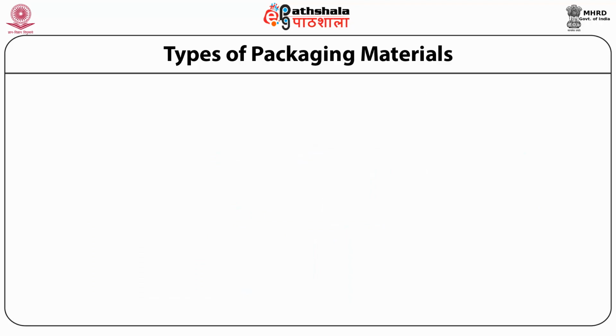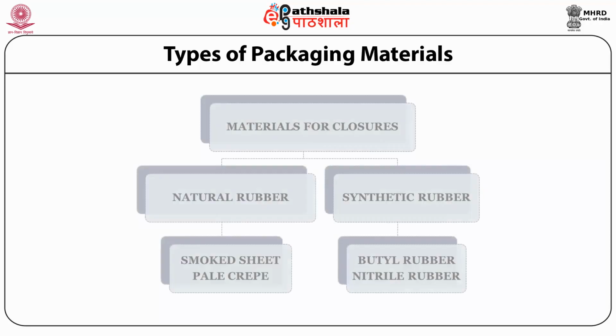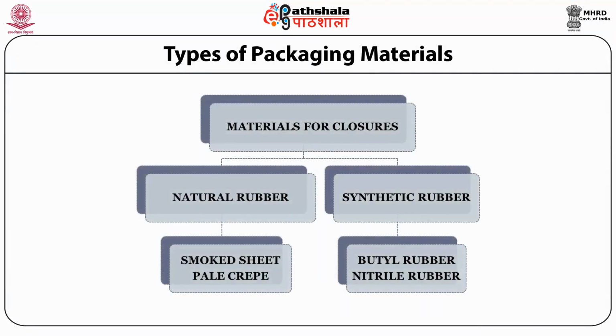Again, this is the continuation of the previous slide. Here we are going to discuss the various materials which we generally use for closure. The materials which we generally use for the closure are divided into two. Most commonly, rubber is used for the closure system. This rubber is generally divided into two forms, natural rubber and synthetic rubber.